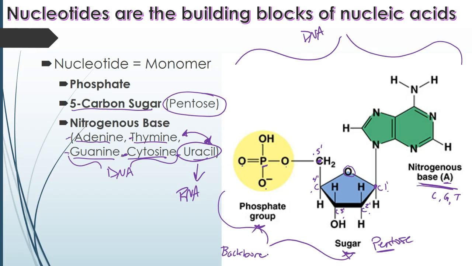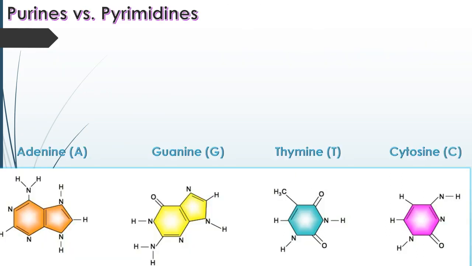Sugar-phosphate backbone. And the nitrogenous base, which is here, is basically where all of the information for the particular DNA molecule is going to be kept. So, backbone, phosphate, and sugar, and then the nitrogenous base is obviously going to contain all of the information, and that information is in the form of C, G, T, and A if you're DNA, or U instead of T if you're RNA. Okay? So, how are these nucleotides going to go together?